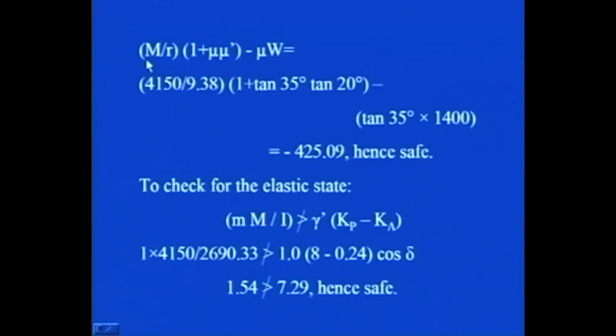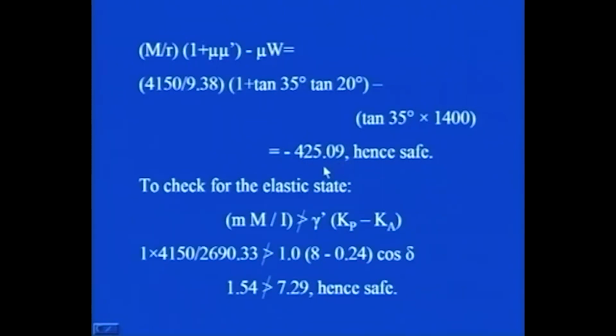So, first I take M by R(1 + μ' − μW), and this value is equal to: M value is given to you as 4150, and R you have just now calculated as 9.38, then 1 plus μ is tan of φ, which is equal to 35 degree, then μ' is tan of δ, which is tan of 20 degree, minus this μ, tan 35, into W, which is given to be 1400, and this works out to be minus 425.09.